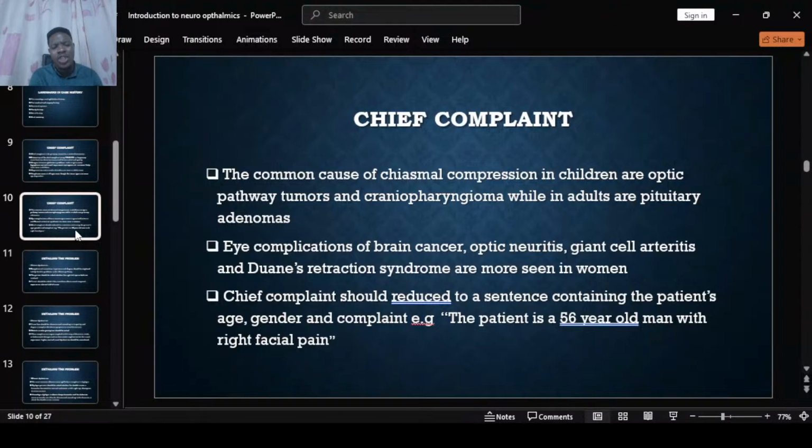And also the chief complaint should be reduced to a sentence containing the patient's age, gender, and complaint. E.g., the patient is a 56-year-old man with right facial pain. So it is comprehensive, it is brief, it is concise, and yet it is detailed.